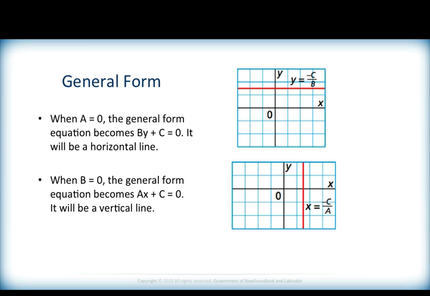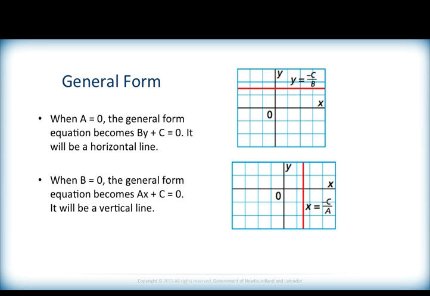Now, with general form, there are two things we need to look at and be careful of. If a is equal to 0, the general form equation will become by plus c equals 0. If you rearrange for y, you will quickly see that it is y equals negative c divided by b. If numbers are substituted in for c and b, and we graph this line, you will see that this produces a horizontal line. So when the x variable is eliminated, and we only have the y variable left and a constant term, we will have a horizontal line.